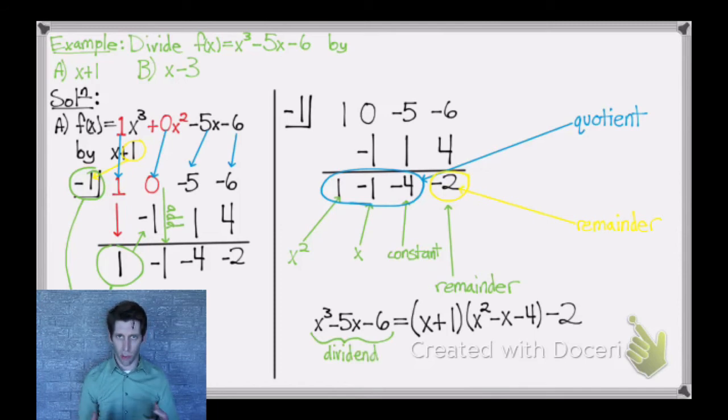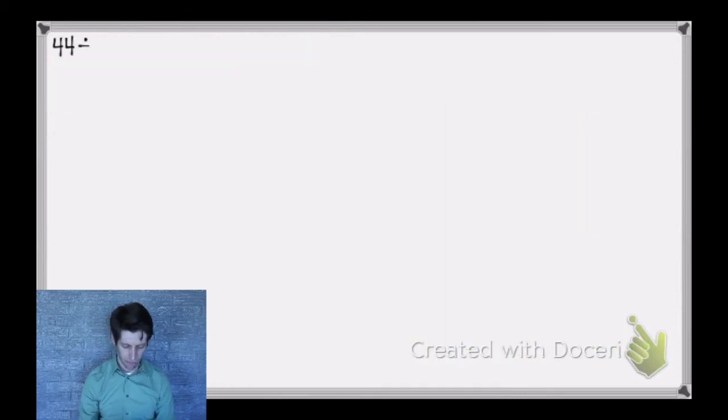So once again, just a review of the terms that I've used here. The left side of the equality is the dividend. Next up is the divisor. That's the thing that we're dividing by. The quotient is in parentheses here. That's x squared minus x minus 4. And finally the remainder is -2.